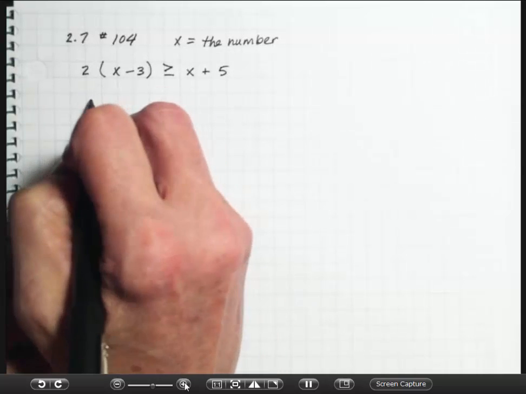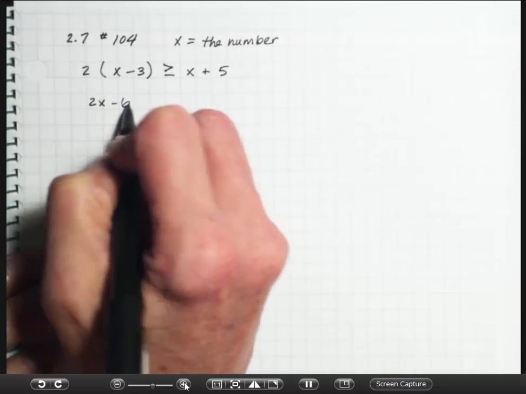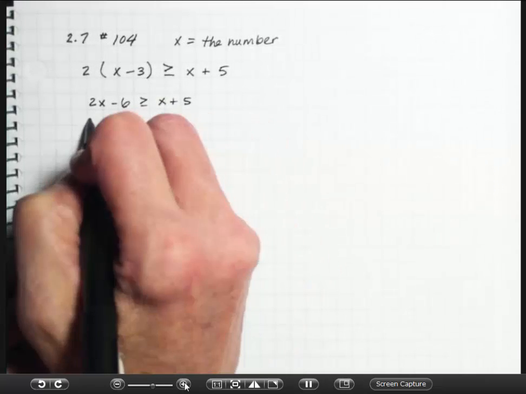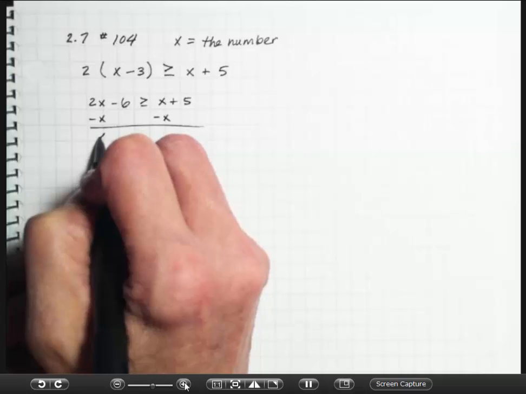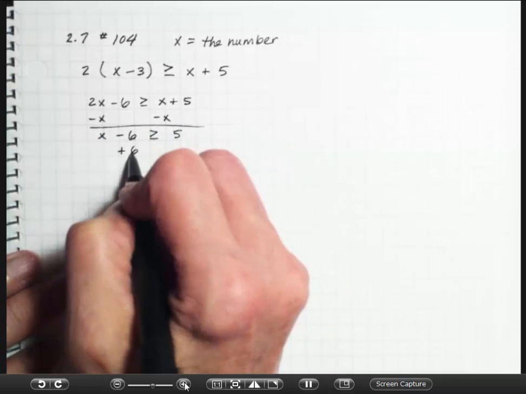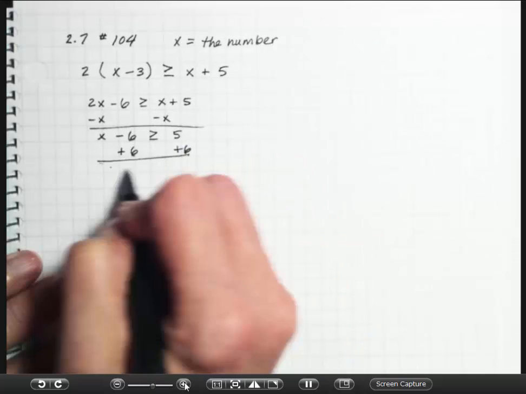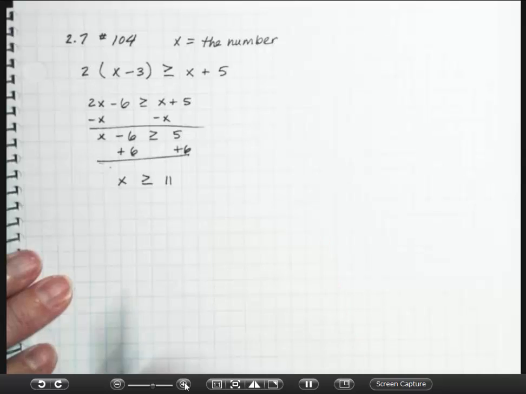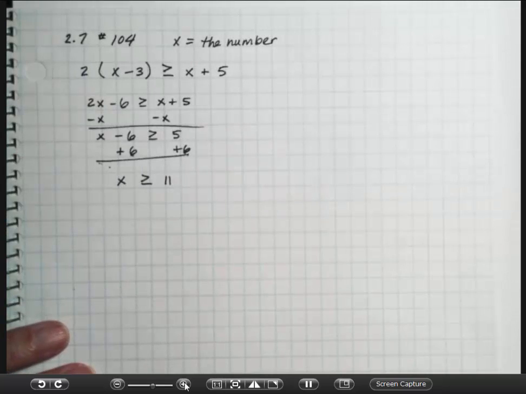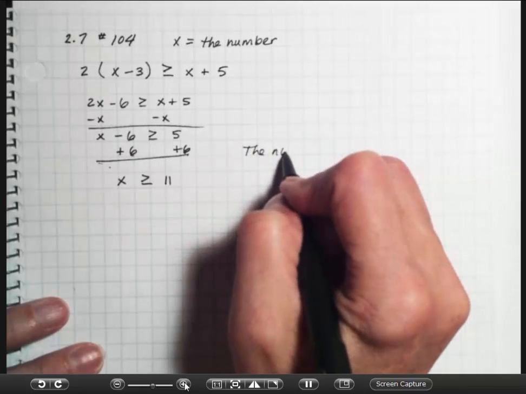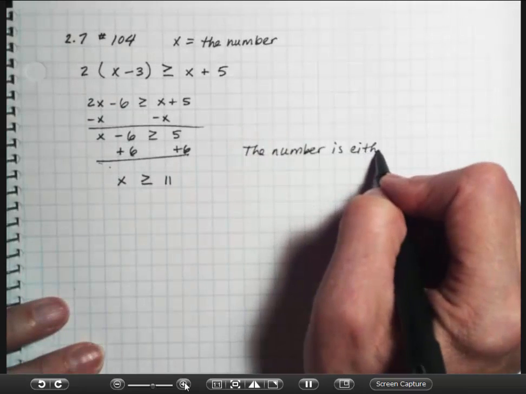So going ahead and solving, we're going to use the distributive property on the left. Then we're going to subtract x from both sides. And we end up with x minus 6 greater than or equal to 5. And then I'm going to add 6 to both sides. And my answer becomes x has got to be greater than or equal to 11. So the number is either 11 or more.